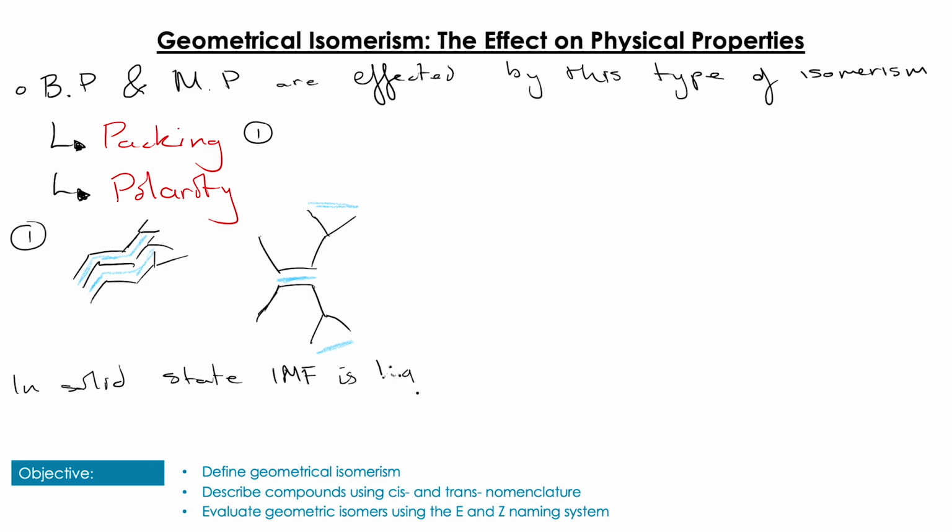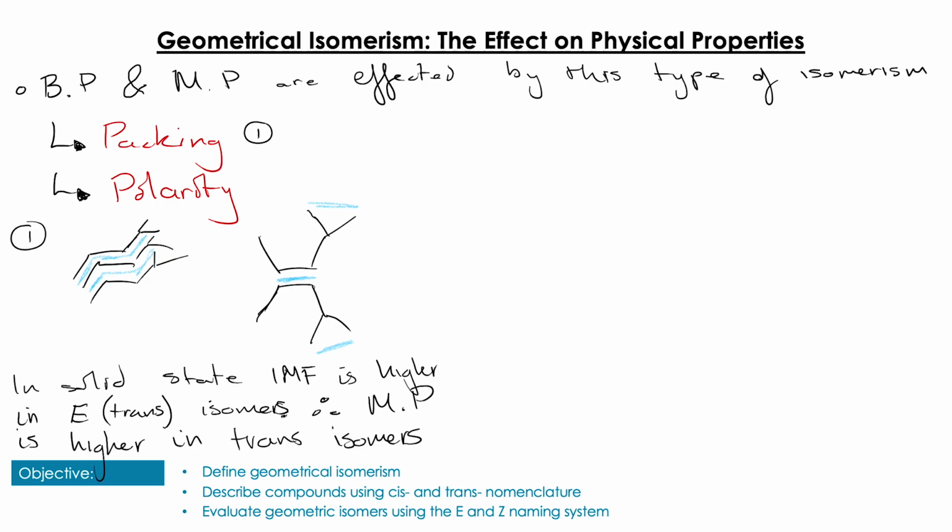Thus, in effect, it means that in solid state, the intermolecular forces are higher in E or trans isomers, and therefore the melting point is higher in trans isomers.